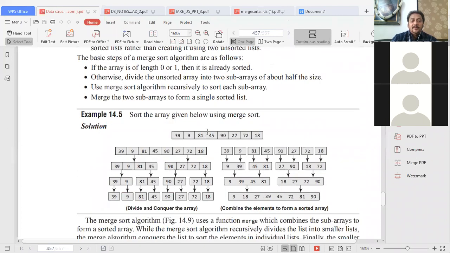And next, we will make use of this algorithm. The elements are 39, 9, 81, 45, 90, 27, 72, and 18. There are 8 different elements, first divided into two parts. If we call this array A, then the first subarray, A1, contains 4 elements and A2 contains the other 4 elements.